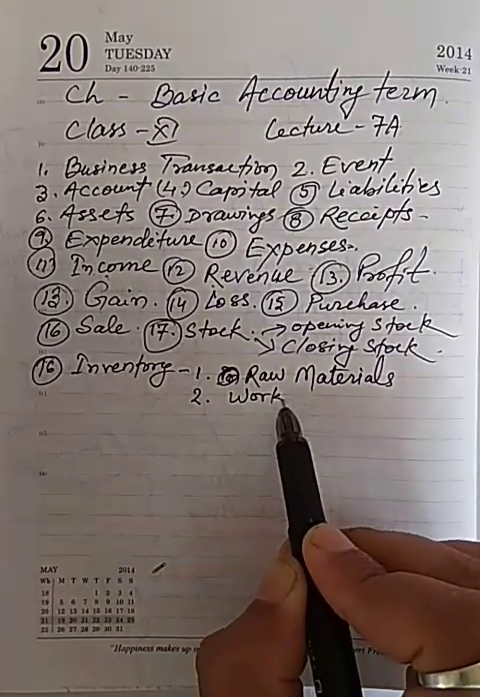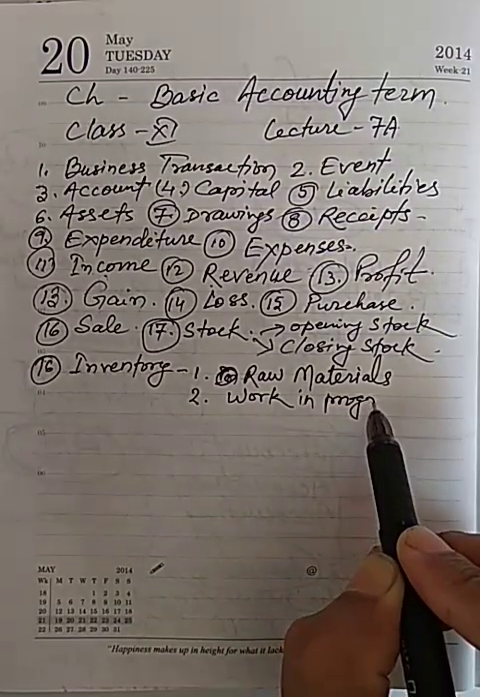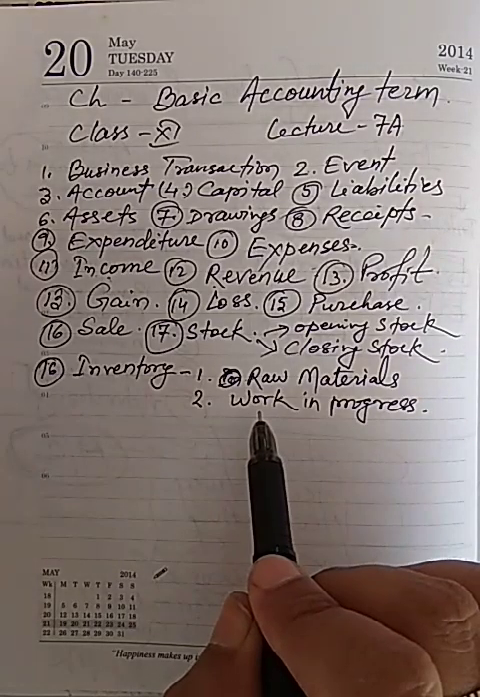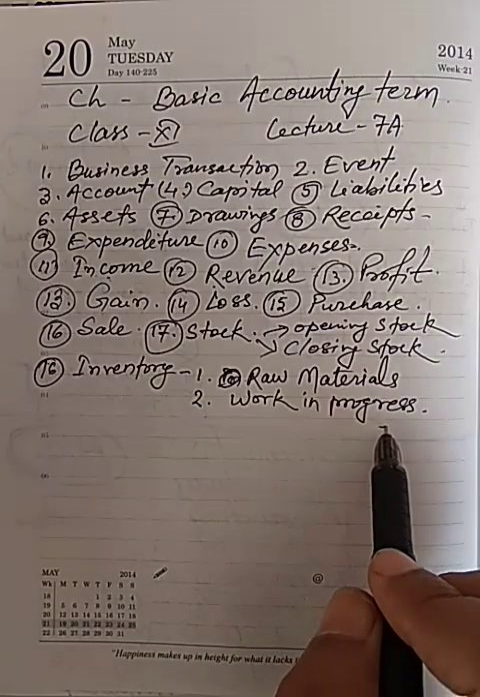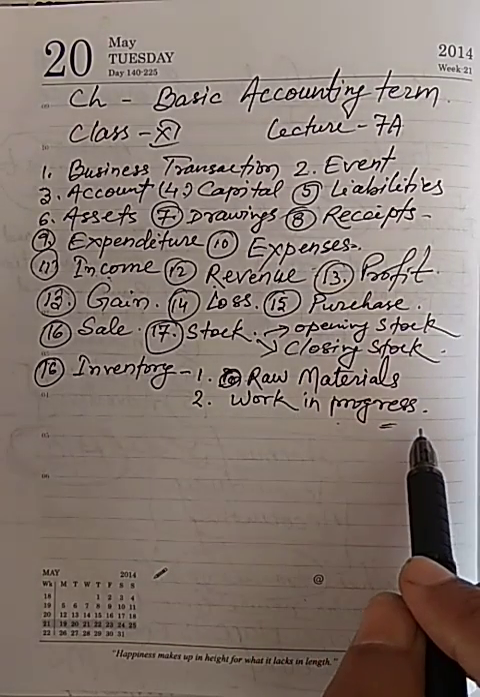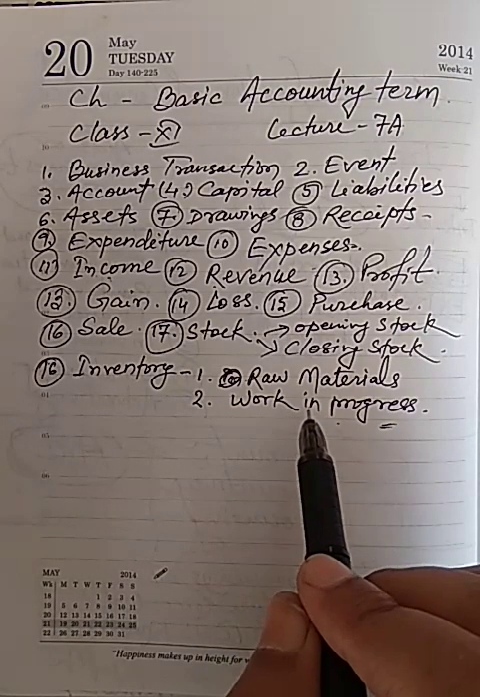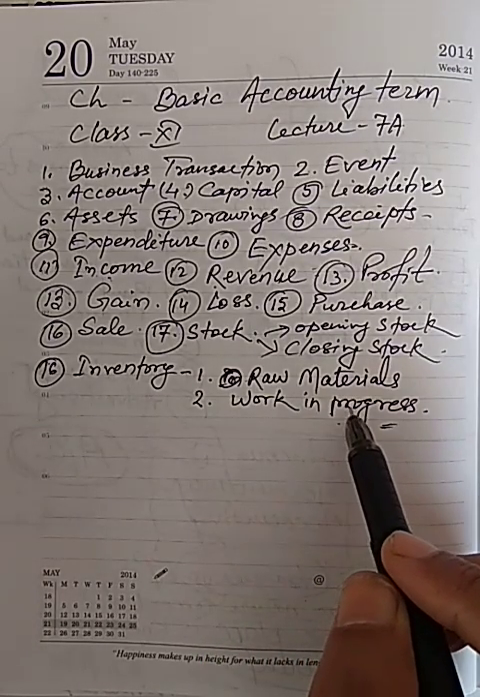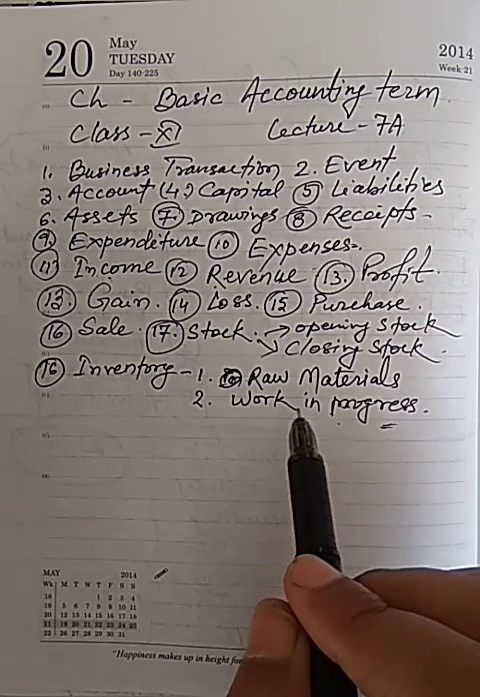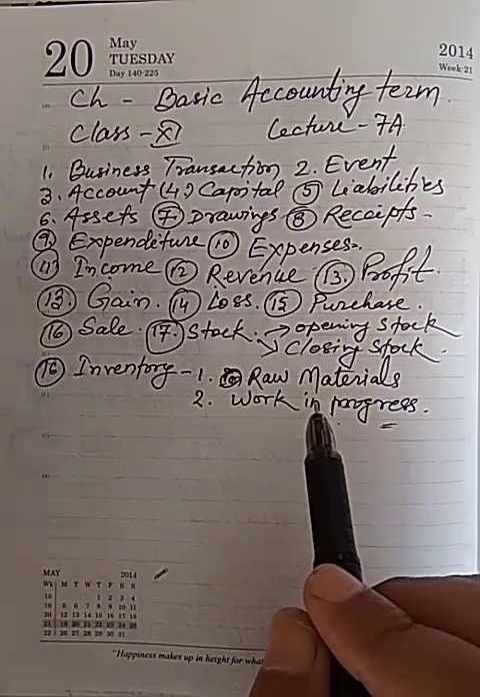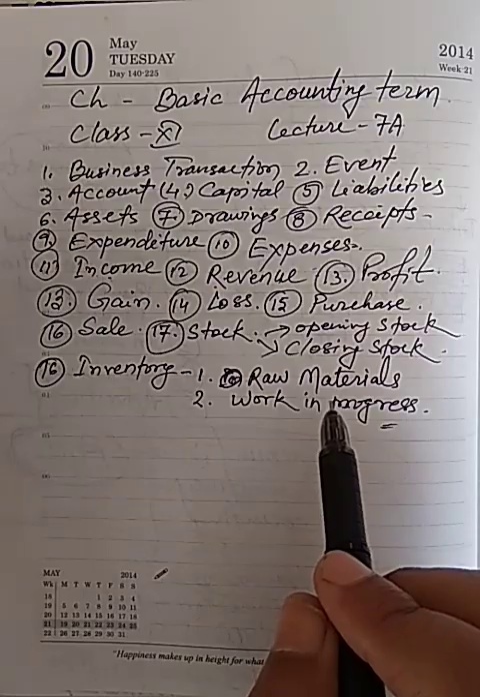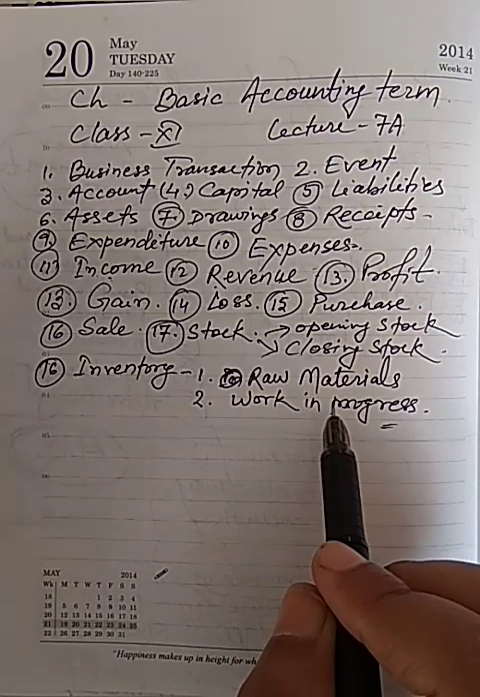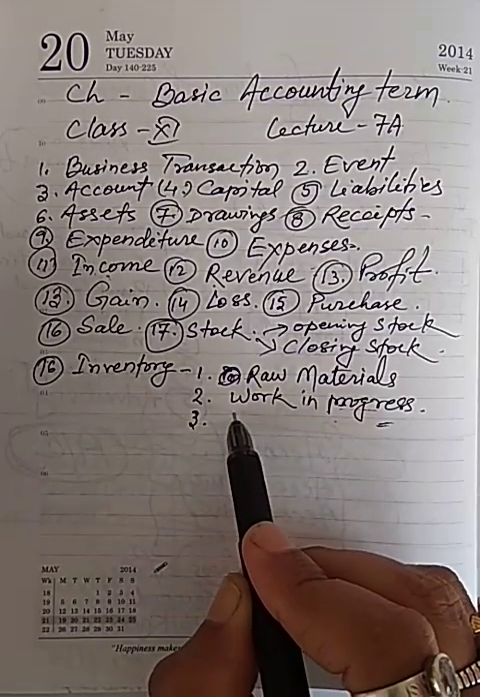Second thing, work in progress. It is also termed as inventory of partly finished goods. It means goods in semi-finished form. Such goods need further processing for converting into finished goods. For the valuation of work in progress, the value of raw material used in it, the cost of labor, power, fuel, other expenses, etc. are considered. In case of a cloth mill, the value of thread and the unfinished cloth will be inventory of work in progress.